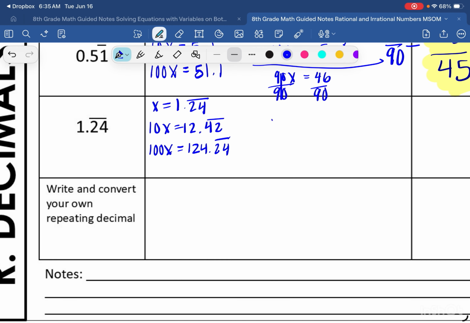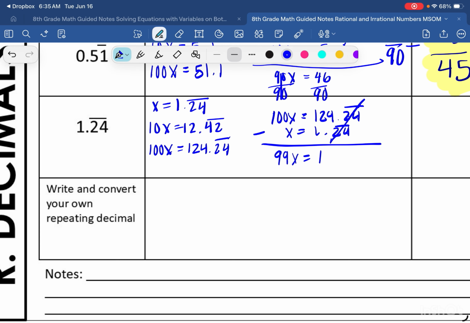So let's put the bigger one up top. So 100x equals 124.24 repeating. x equals 1.24 repeating. Subtract those. 100x minus x gives me 99x. And 124.24 minus 1.24, those will all cancel right there. And I get 123. Divide by 99, divide by 99. So 123 divided by 99 is my fraction. And that simplifies dividing by 3 to 41 over 33.